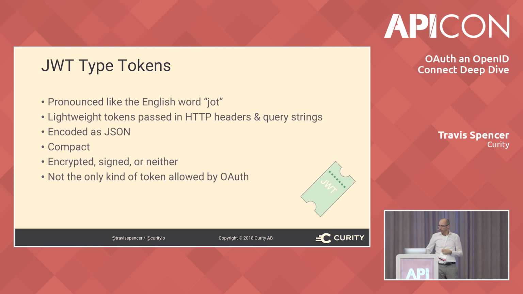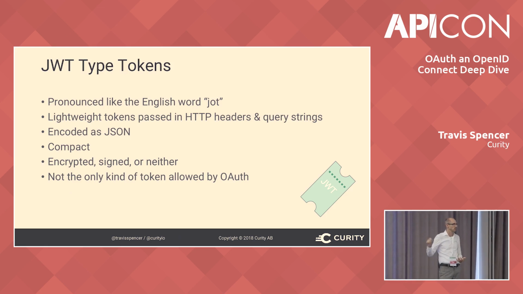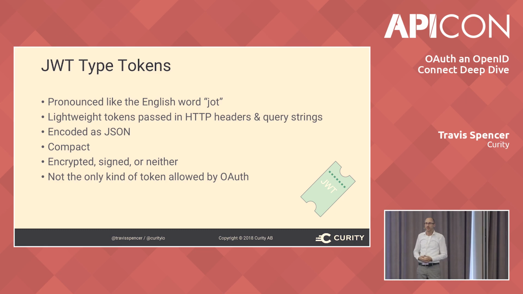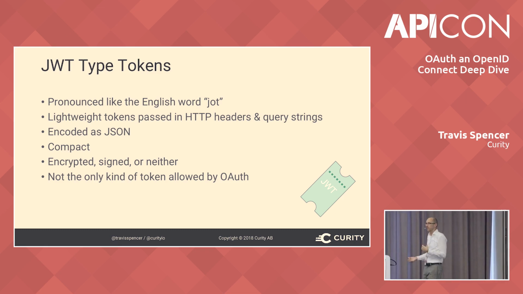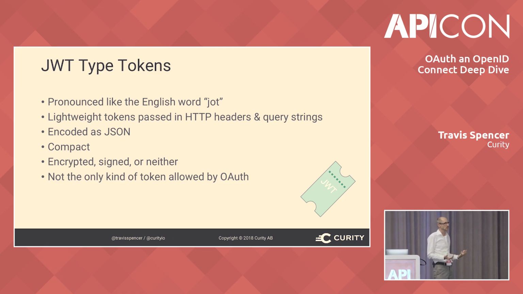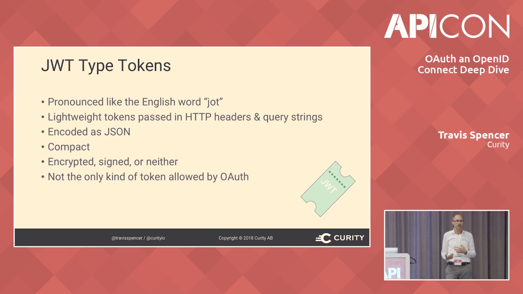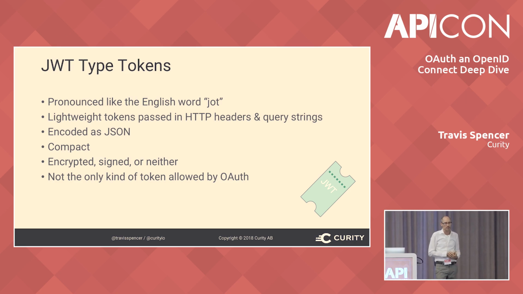And one of those types of tokens is JSON web tokens. And these are pronounced JOT, like to write something quickly. And these are meant to be lightweight tokens that can be passed around in HTTP headers or query strings. They're encoded as JSON, which is nice because it's a very low-tech barrier. It's a lot harder to write something like an XML parser than a JSON parser, and it's also not a secure normalization. And XML is much more dangerous than normalization in JSON. So it's a sort of more secure baseline.